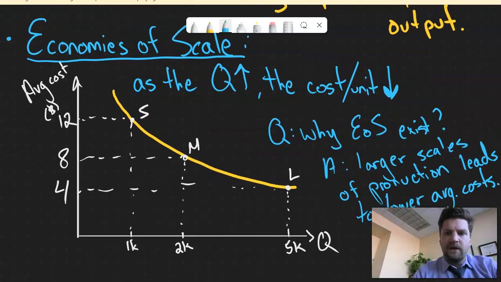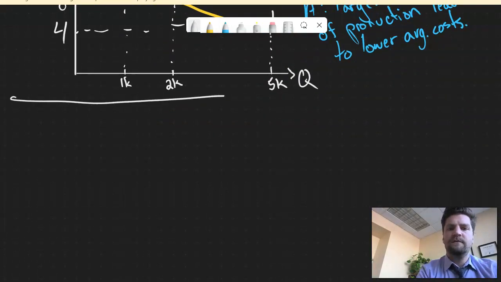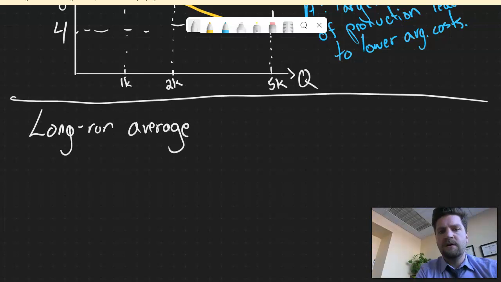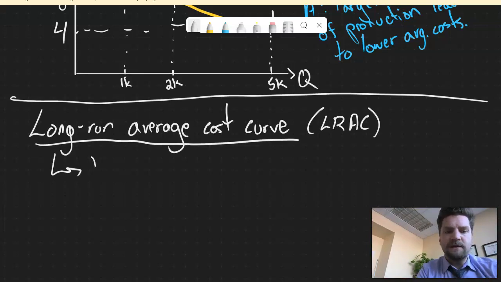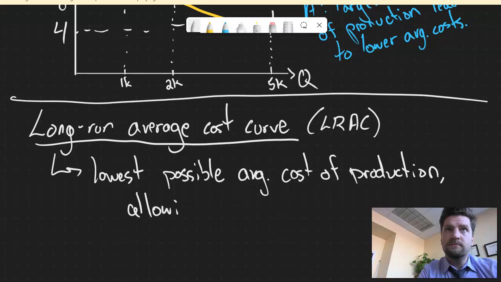When we're talking about costs in the long run, one of the things that you'll see in the textbook, and you'll also see fairly uniform, fairly everywhere throughout the internet, is talking about what's called the long run average cost curve. So let's go ahead and define that. Long run average cost curve. This is abbreviated as LRAC, and this is going to show us the lowest possible average cost of production when we allow for all inputs to vary.